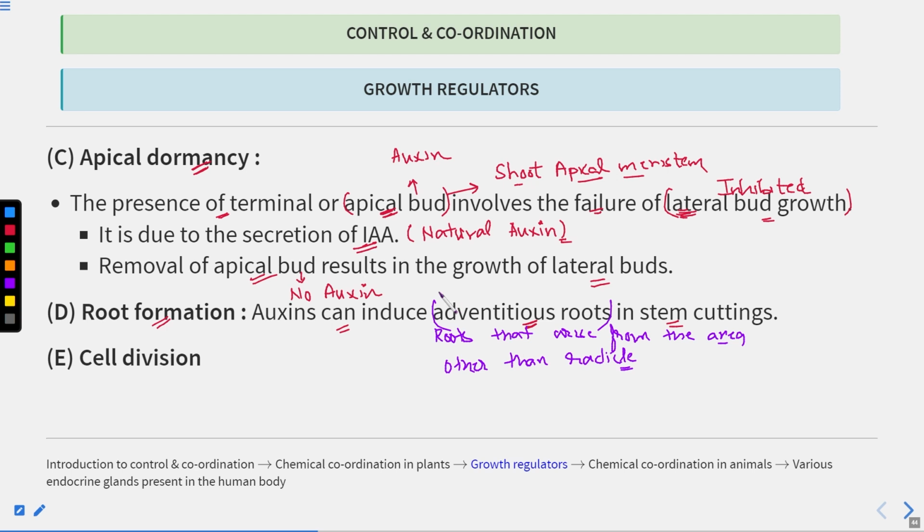What happens in tissue culture also? I have already told you auxin plays a role in tissue culture. It can induce the formation of roots in stem cuttings. Here the roots are arising from the stems. That's why they are known as adventitious roots. They are not arising from the radicle. Now, the next function of auxin is cell division. They also promote cell division.